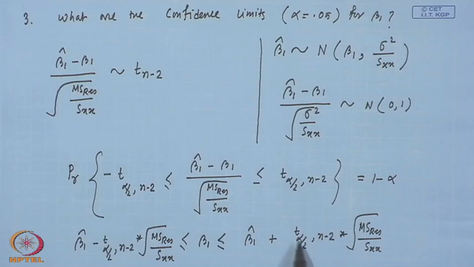Now, we know everything. We know what beta 1 hat is, and we can find this tabulated value, t 0.025, because alpha is 0.05. So you can check that.